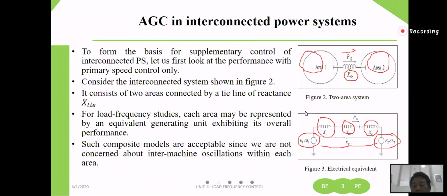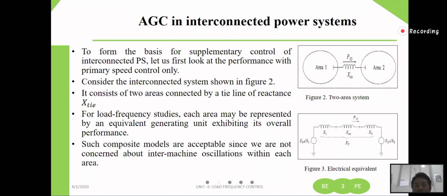In such a case, when we convert to an electrical equivalent circuit, we are not considering any inter-machine oscillation within each unit, which means in area 1 we are not considering any oscillation effect. Machine oscillation in this area or this area, we are just drawing one equivalent circuit because it is acceptable. So now, using this basic electrical equivalent circuit, we will derive and then see how this primary speed control function works.